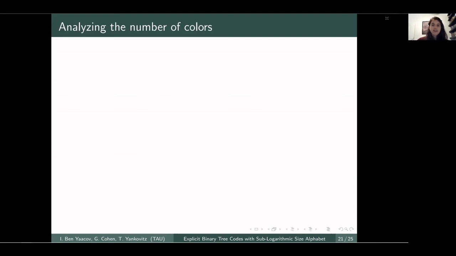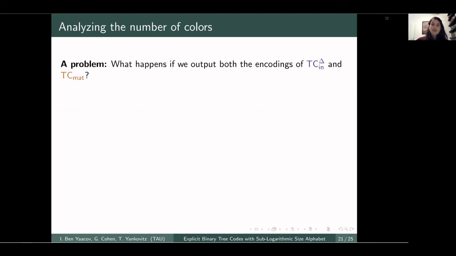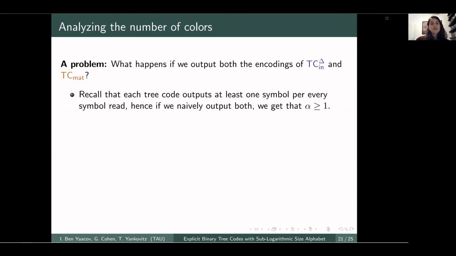Now we turn to analyze the number of colors. Here also, there are some problems we must address. For example, what happens if we output the encodings of both of the tree codes we use? Recall that each tree code outputs at least one symbol per every symbol read. Hence, if we naively output both, we get that alpha is greater than 1. This yields a binary tree code with at least omega of log L colors, which gives the same parameters as CHS.